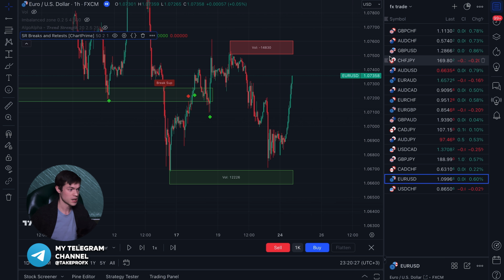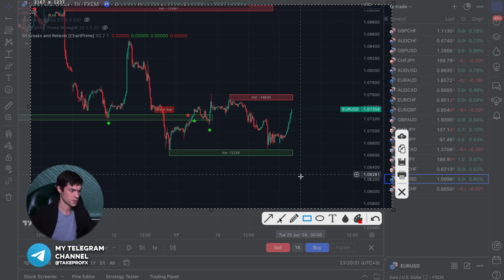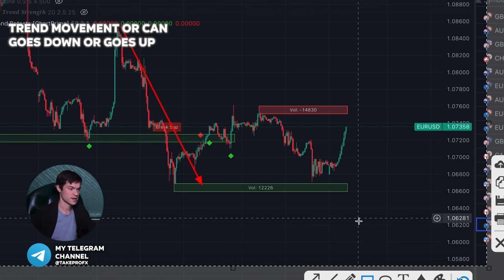Look what we have here. We have several types of movement in the market. These are trend movement and sideways movement. The trend movement can go down or go up. Sideways movement is a movement within two levels.